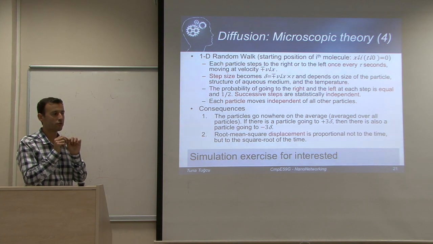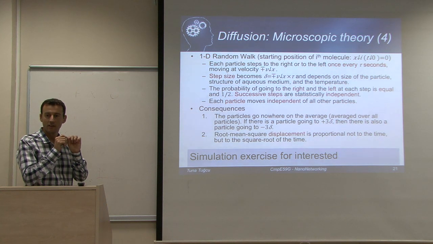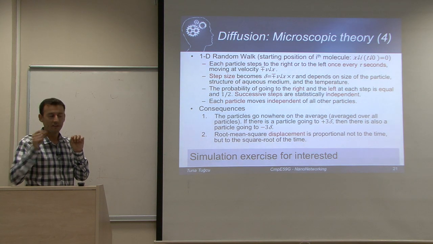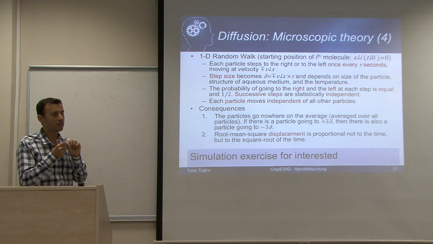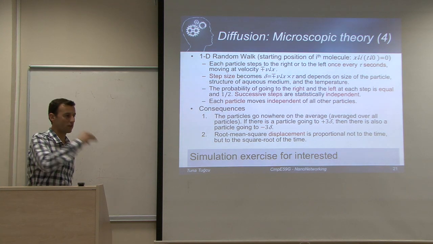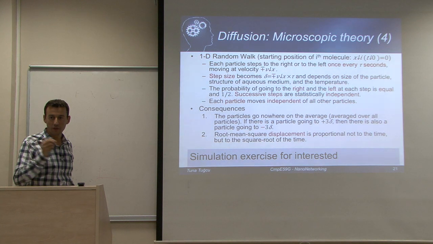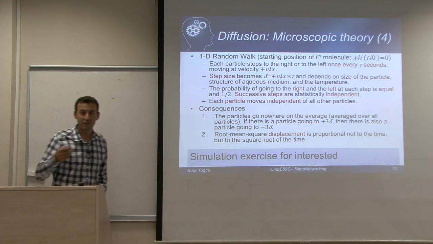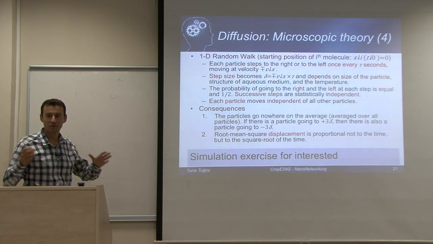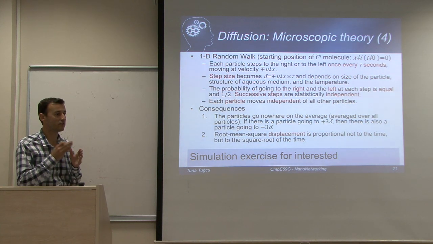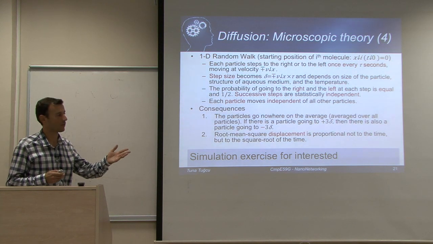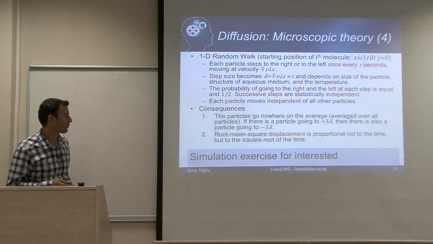So we release the molecules from the center, and then they start making a random walk. With 0.5 probability a molecule switches to the right, to the positive side, let's say, and with 0.5 probability it goes to the left. They start moving around, and the conclusion was that on average nobody walks, because if you take the mean, they will be in the center. If there is a particle going three steps right, there will be another one going three steps left. This we will try to see.